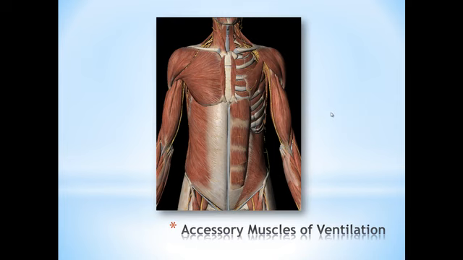So as I had mentioned, really any muscle that attaches to the ribs is going to have some impact on breathing. So we can look at what are the accessory muscles of ventilation. And these muscles assist with inspiration or expiration, depending on what the level of need is.